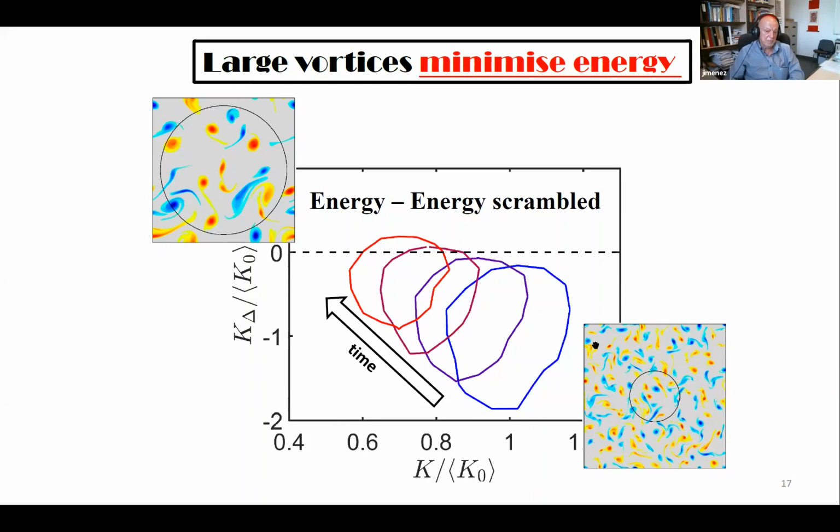When the flow decays and you get fewer vortices, then this effect is less clear, but you still get something that is negative. These vortices are getting rid of energy. This is what they're trying to do. And how do they do it? Well, they screen each other.